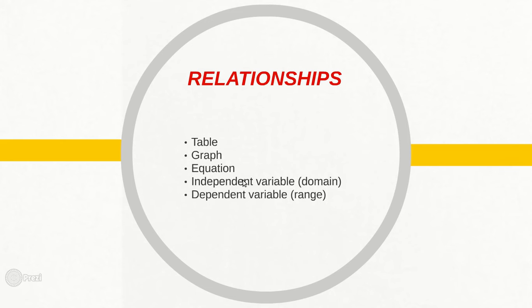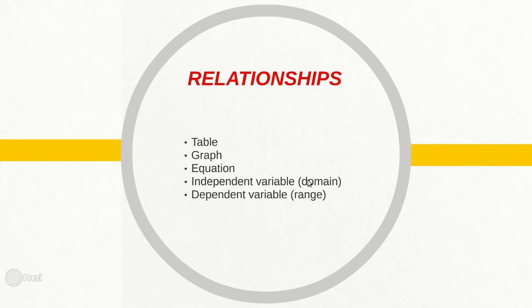all relationships have two types of variables: the independent variable that is called the domain, and the dependent variable that is called the range. The domain is the input, the independent variable, which are the variables that you have first. And the range is called the output. According to the independent variable, what is the result in the dependent variable?